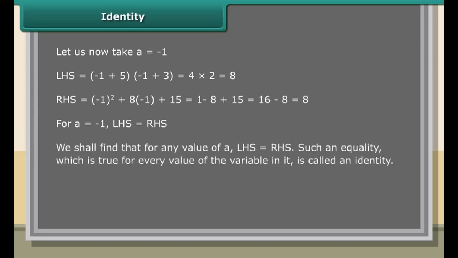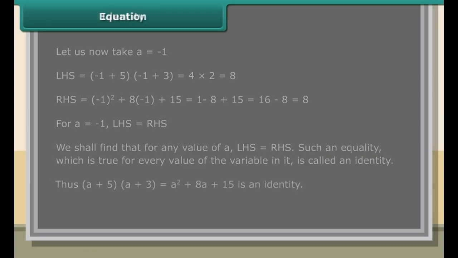We shall find that for any value of a, LHS is equal to RHS. Such an equality, which is true for every value of the variable in it, is called an identity. Thus, (a + 5)(a + 3) = a² + 8a + 15 is an identity.